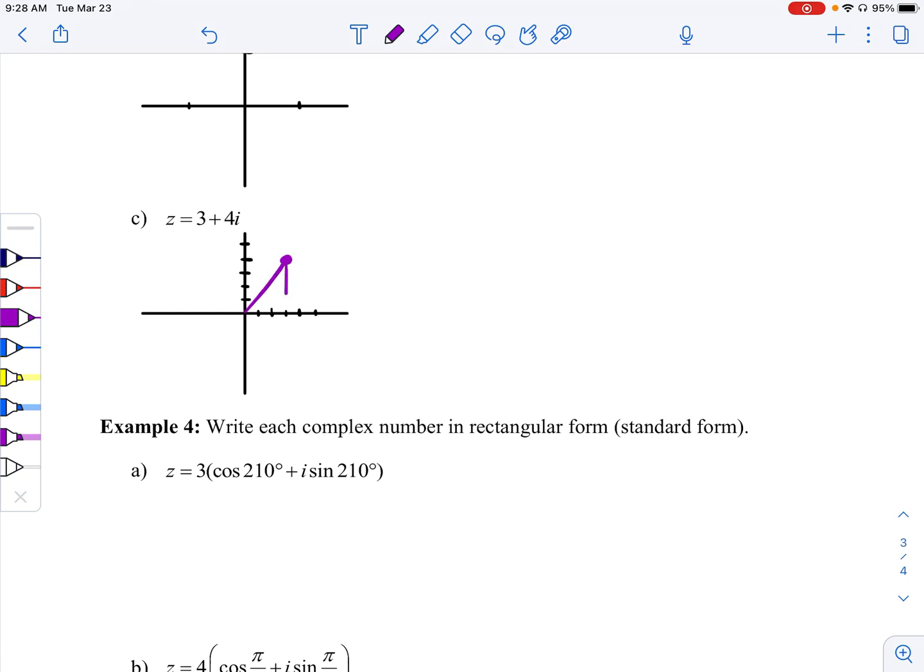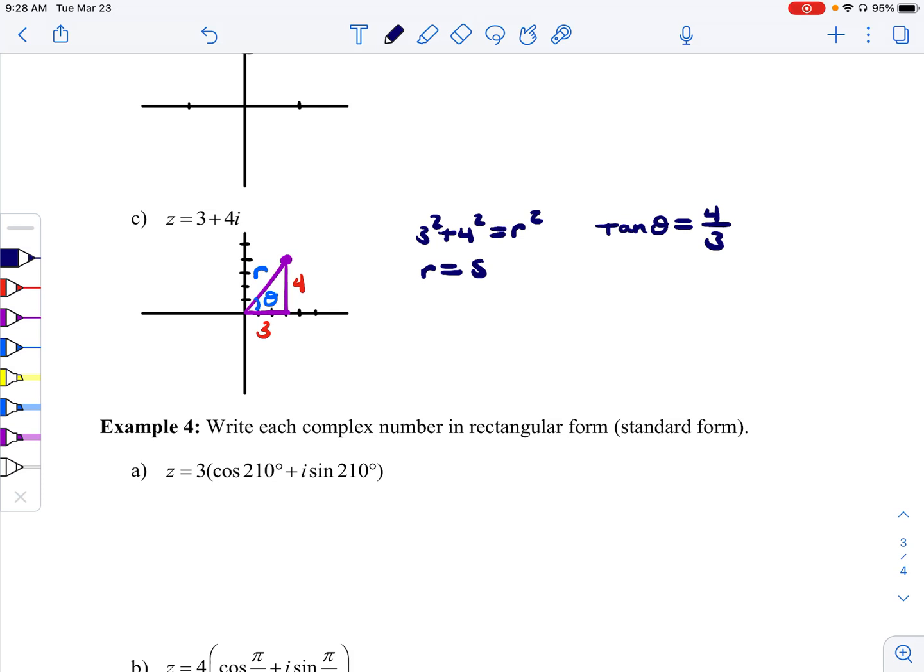So draw your little right triangle. X is 3, y is 4. So we need to find the radius and we need to find our angle theta. Again, to find the radius, we just use Pythagorean theorem. So 3 squared plus 4 squared is equal to r squared, or that would give us r is equal to 5. And then to find our angle theta, we'll use tangent. Tangent of theta is equal to 4 over 3.